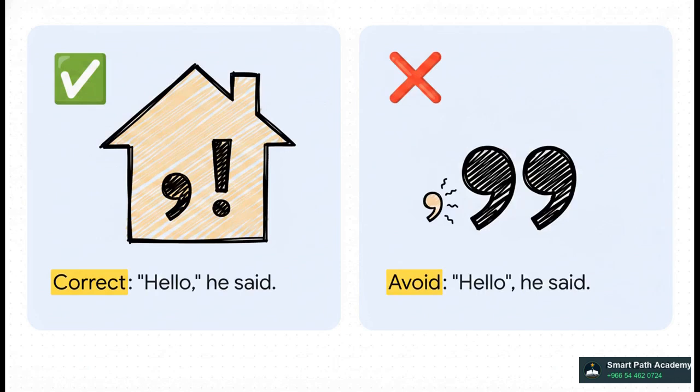Okay, what about when characters start talking? The absolute golden rule here is that your punctuation marks must be locked safely inside the speech marks. Listen to this correct example: "Hello," he said. The comma is tucked right inside, perfectly hugged by the closing speech mark. But in the avoidable example, the comma is left out in the cold. You've got to avoid that. Cambridge wants precision, so keep your clues securely inside the box.